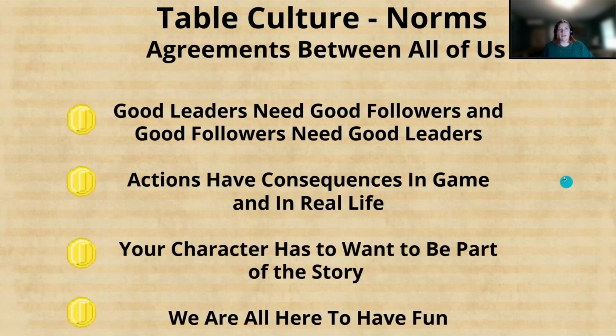The very first thing that we have at our table are norms. Norms are agreements between all of us of how we are going to try to conduct ourselves. One of the things that is really helpful about having norms is that we can return to them when we're not displaying the behaviors that we wish that we were. They're different than rules because they're things that we want to do, not things that we're not allowed to do.